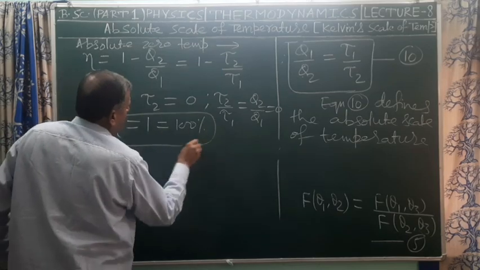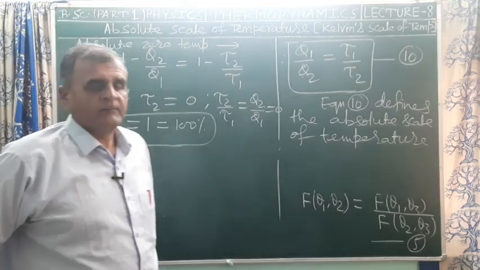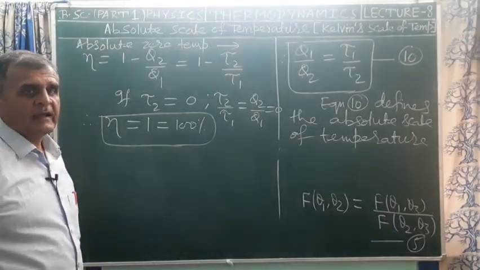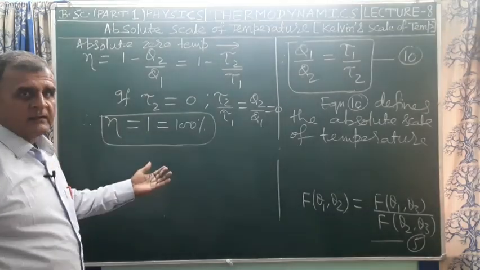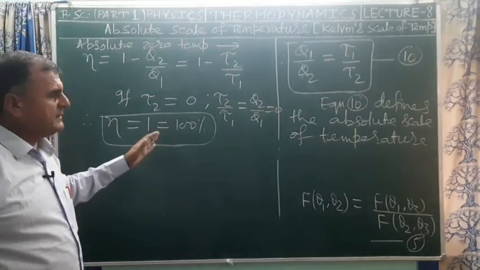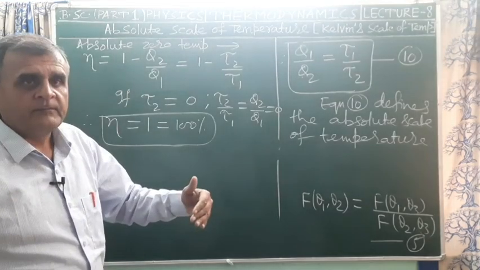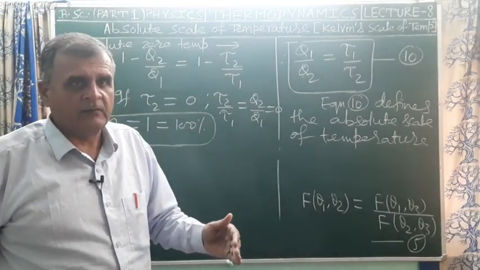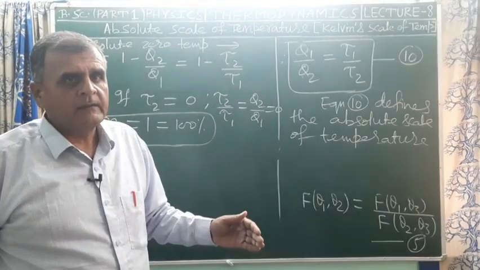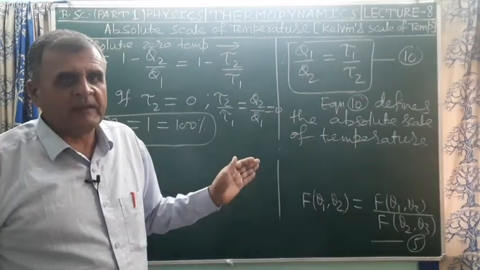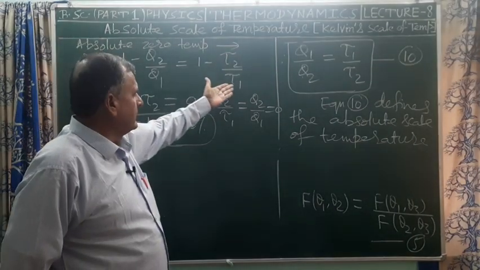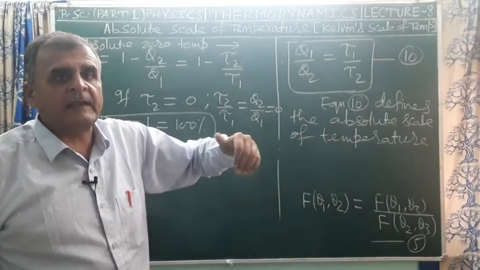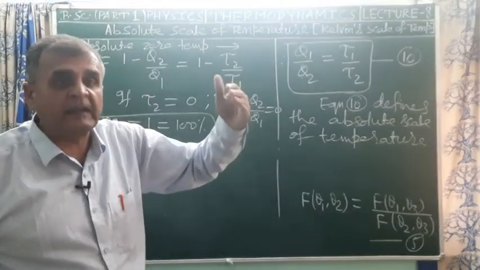So we can define absolute zero temperature in the absolute scale of temperature as that temperature of the sink at which no heat is rejected by the working substance, that is gas, of the reversible heat engine to the sink, and the total amount of heat Q1 taken from the heat source at temperature tau 1 is directly converted into work, that is 100% conversion of heat into work.